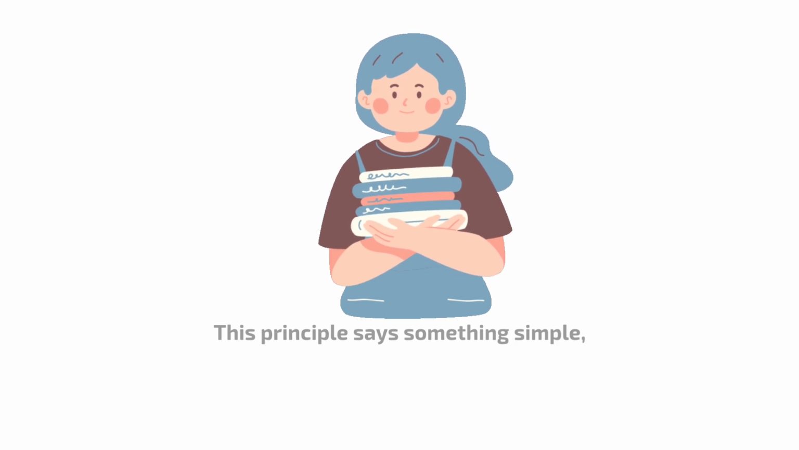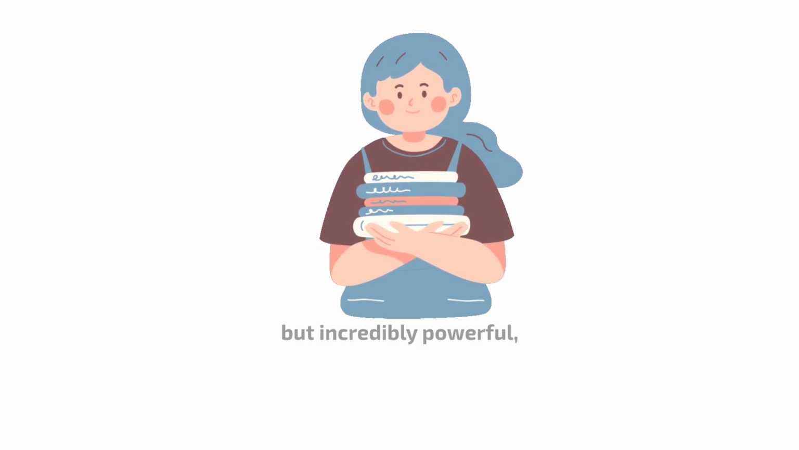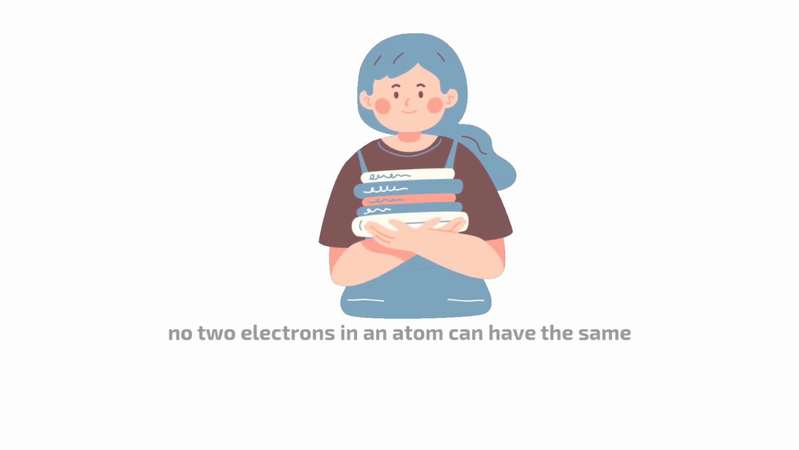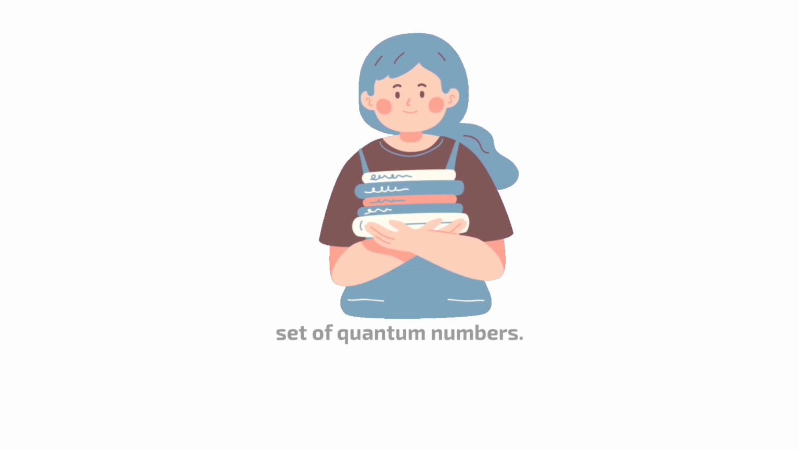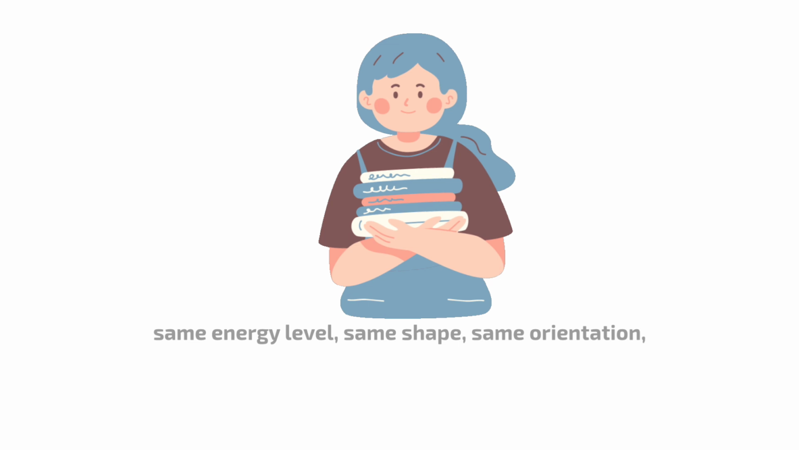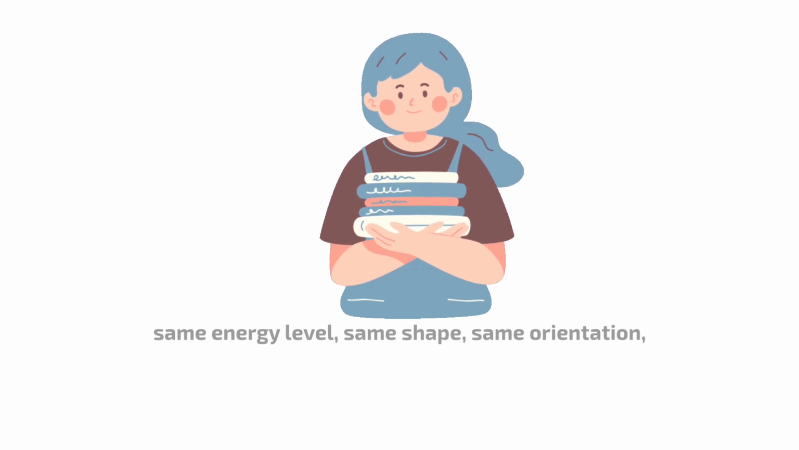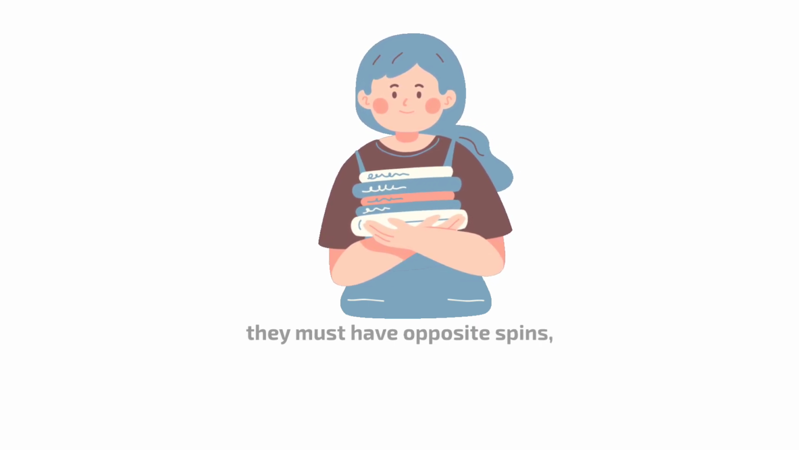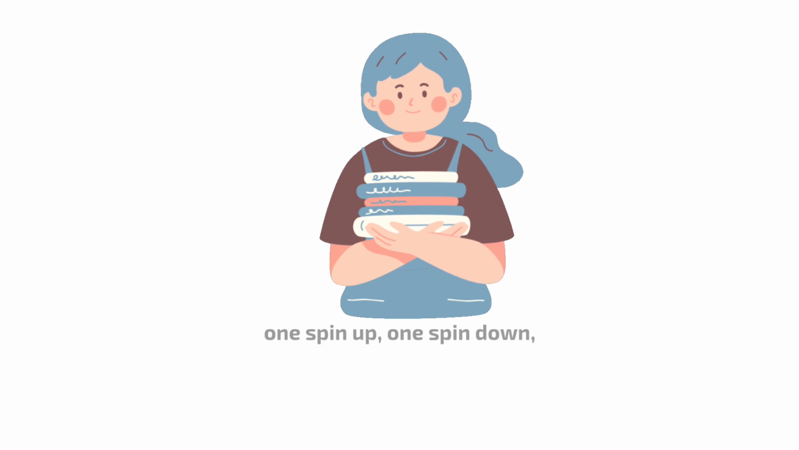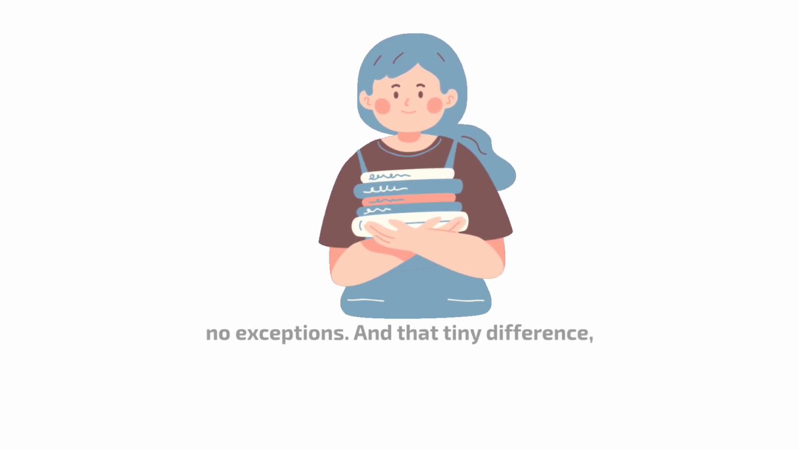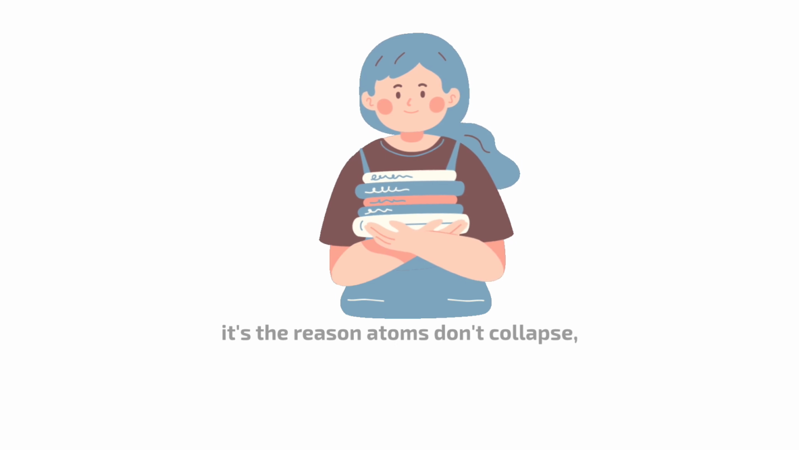This principle says something simple, but incredibly powerful. No two electrons in an atom can have the same set of quantum numbers. That means if we have two electrons in the same orbital, same energy level, same shape, same orientation, they must have opposite spins. One spin up, one spin down. No exceptions. And that tiny difference is the reason atoms don't collapse.